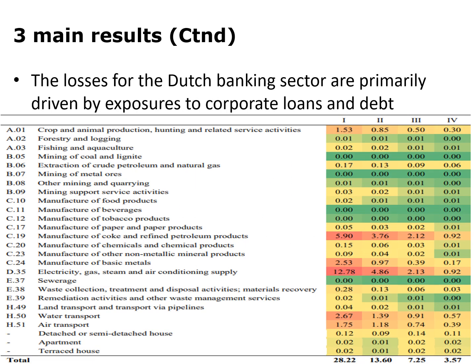The third result is that the losses for the Dutch banking sector are primarily driven by exposure to corporate loans and debts. Here, we notice that the rates are really low for detached or semi-detached houses, flat and terraced houses compared to the other sectors.